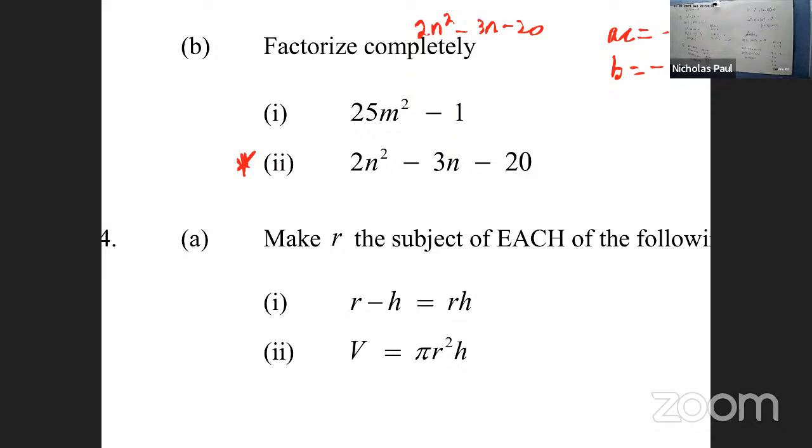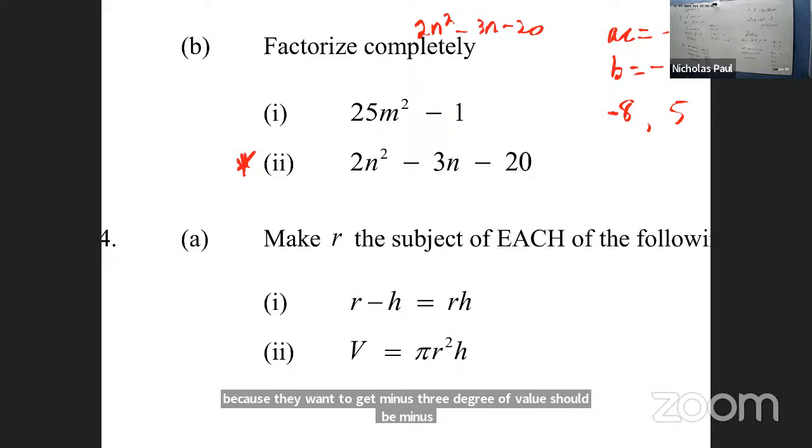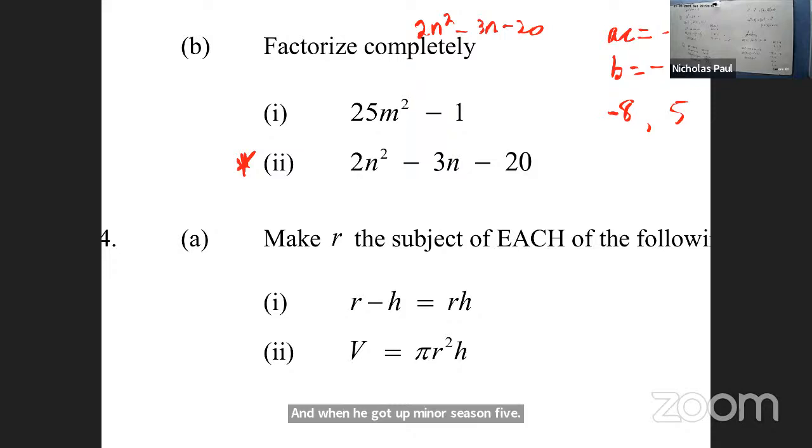Right, so by now you should have seen 8 and 5. And because you want to get minus 3, the bigger value should be minus. Anybody get that? Minus 8 and 5, right? Just take off minus 3 and then work it out now. Okay? Minus 3. Remember it's an n.